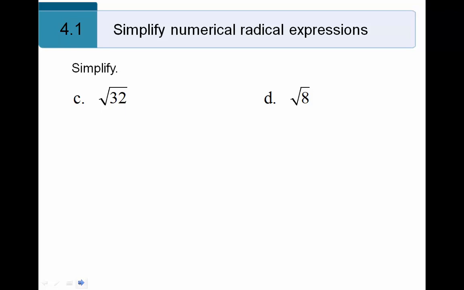So what I'm going to do over here is a factor tree for 32. And it doesn't matter what factors of 32 you start with. Okay, so I'll just say 4 times 8 is 32. And 2 times 2 is 4. 2 and 2 are prime. I know that 2 times 4 is 8. And I know that 2 times 2 is 4.